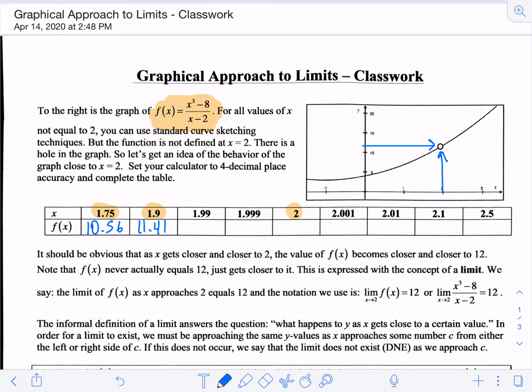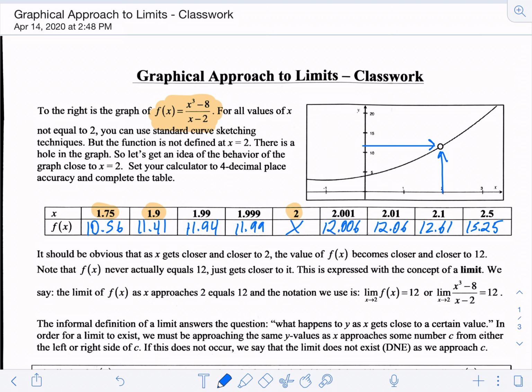When I plug in 1.9, I get 11.41. Then I plug in 1.99, I get 11.94. I plug in 1.999, I get 11.99. I can't plug in 2, but if I plug in 2.001, I'm going to get 12.006. 2.01 gives me 12.06, and then I get 12.61 and 15.25 for the last two. So you'll notice that 1.999 gives me 11.99, and then 2.001 gives me 12.006.